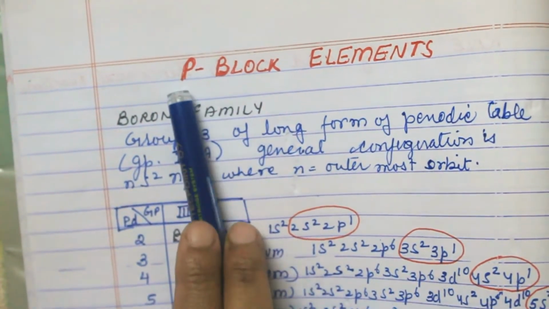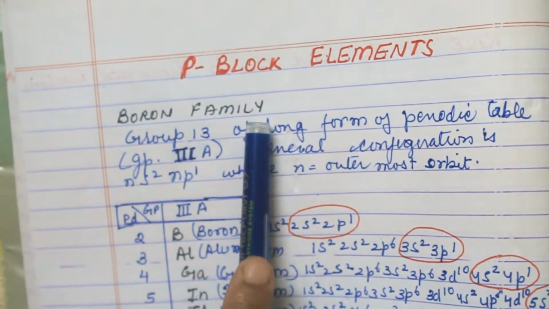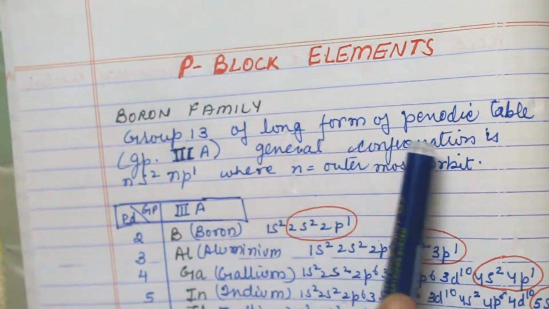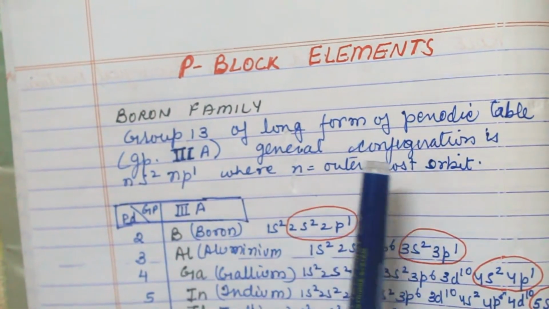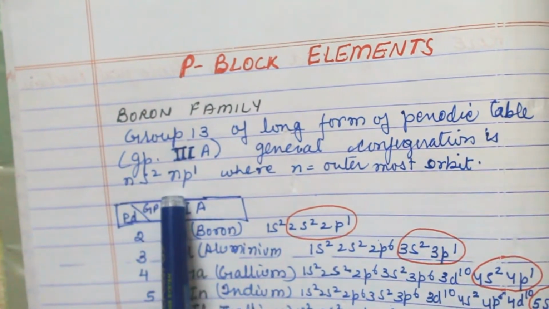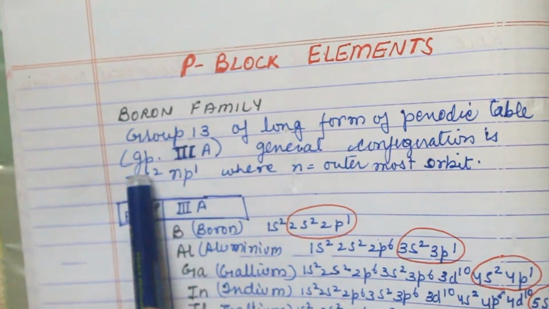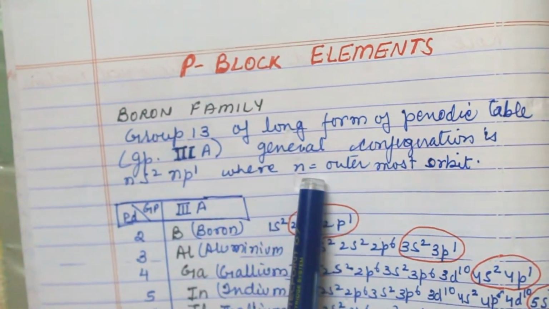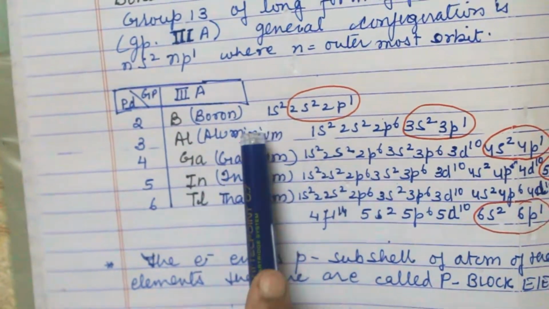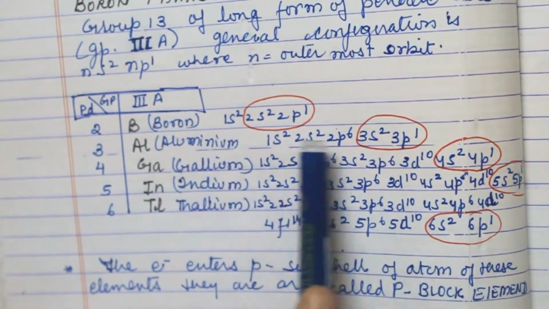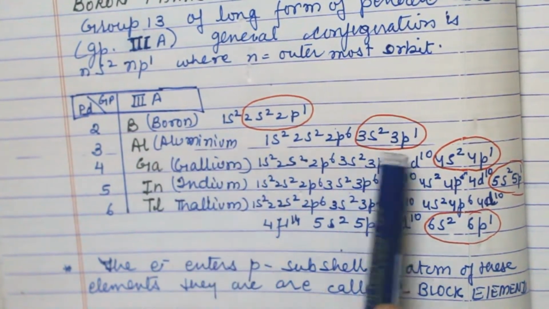Students, today my topic is p block elements. The p block elements include the boron family, group 13 of the long form of the periodic table, that is group 3A. The general configuration is ns2 np1, that is 3 electrons in the valence shell, where n is the outermost orbit. Boron has this configuration, and aluminum has this because the group number is 13.